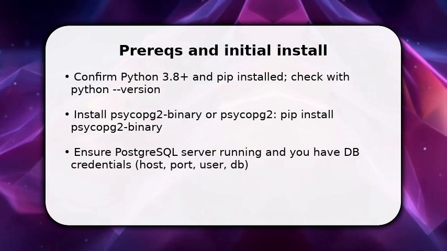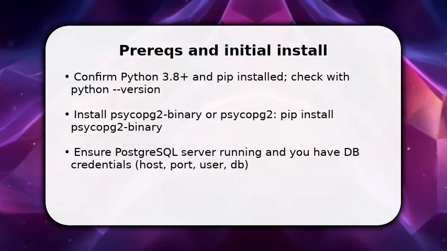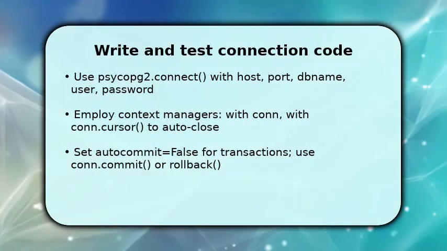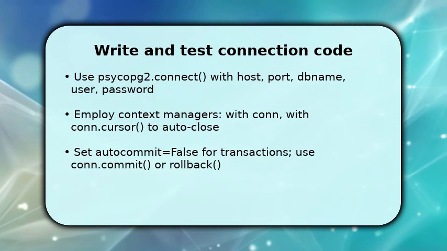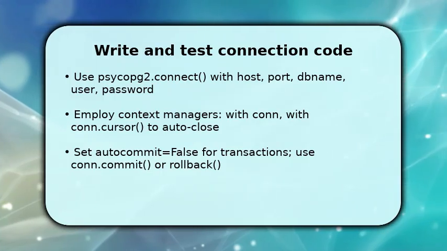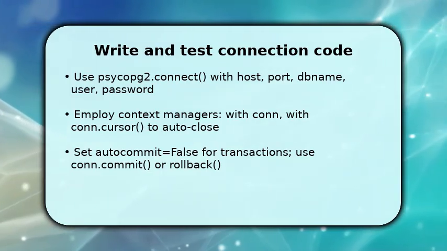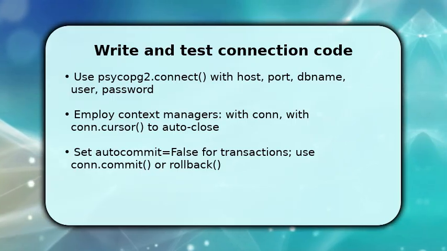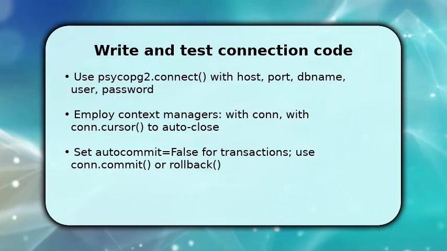Now you write the Python code to open a connection and test it. Use psycopg2.connect with host equals X, port equals 5432, dbname equals Y, user equals U, password equals P, and then create a cursor inside a with block so resources close automatically. Execute a simple SELECT 1 to validate connectivity.